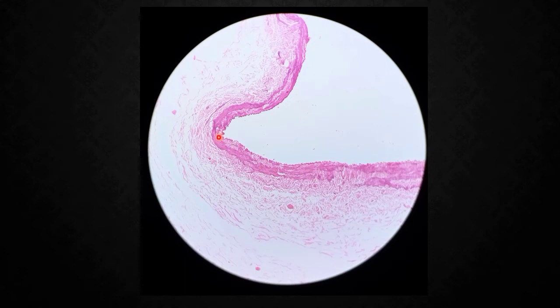Circularly arranged smooth muscle fibers can be seen, and prominent endothelium and external elastic lamina can be seen. And the vasa vasorum has been seen. So this is how you have to identify the medium size vein. You can study other identification points in your textbooks, and you can mention those also.